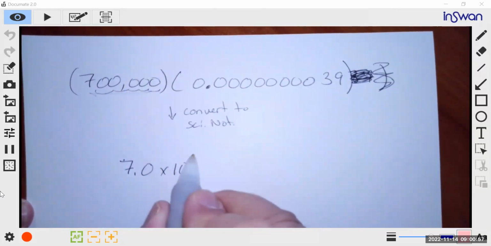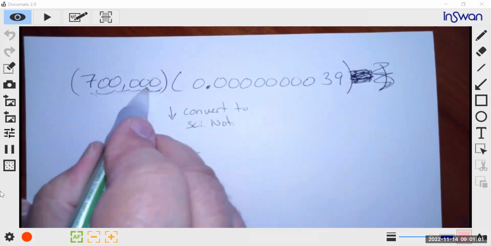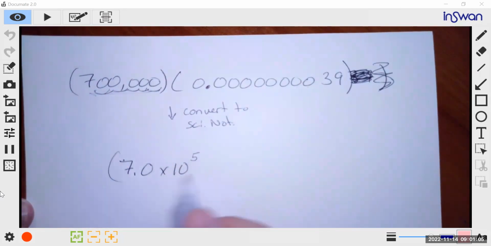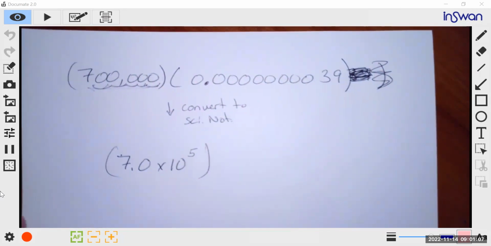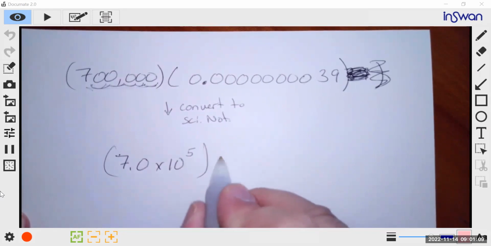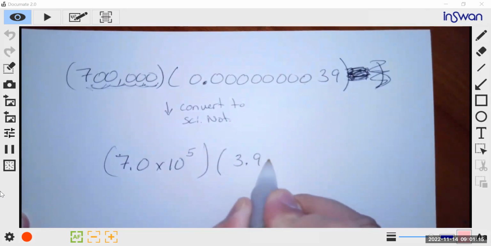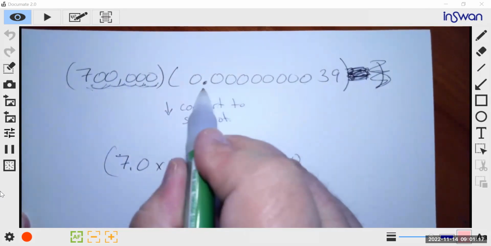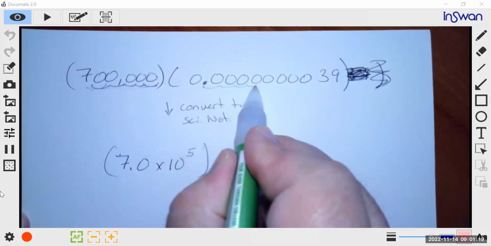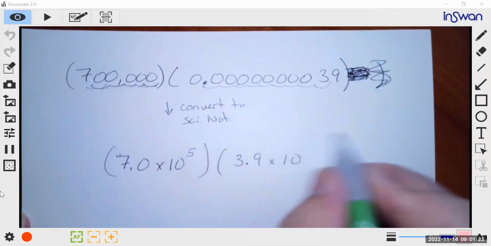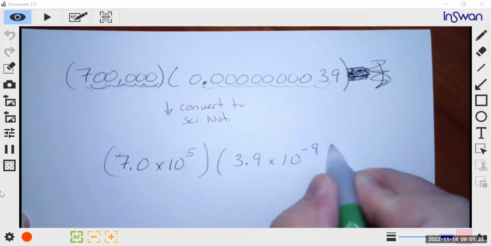The first non-zero digit is 7. How many spaces? 1, 2, 3, 4, 5 spaces. So the first number is 7.0 times 10 to the 5th. The second number is what? 3.9 times 10 to the... 1, 2, 3, 4, 5, 6, 7, 8, 9. Since I move it to the right, I subtract 9.